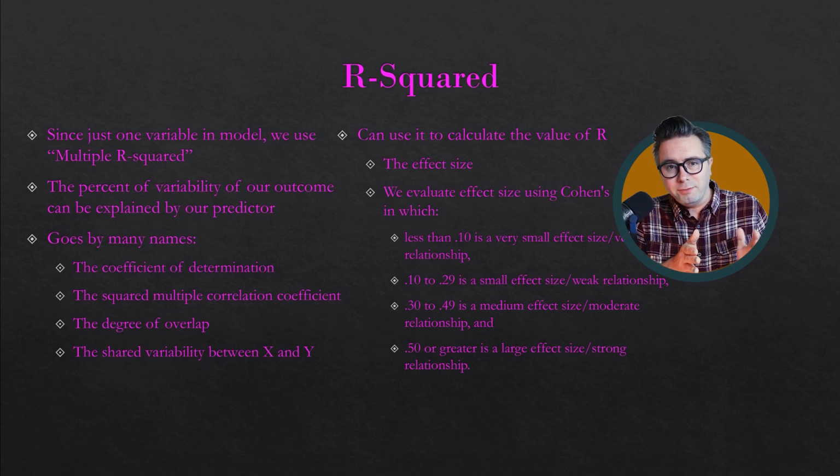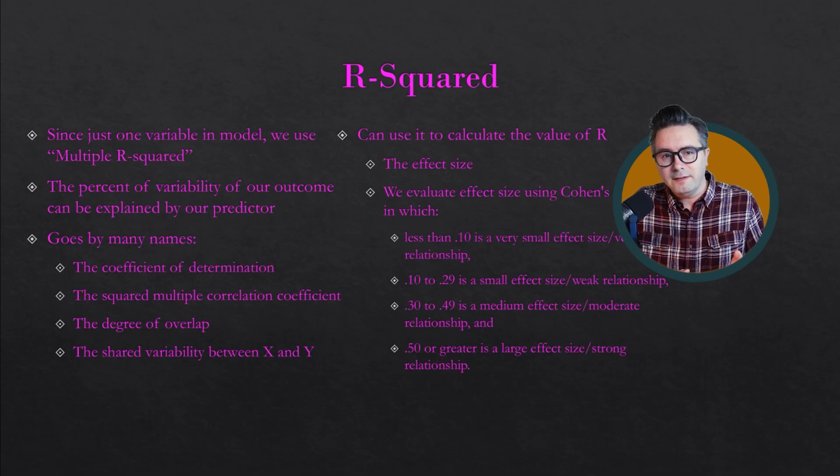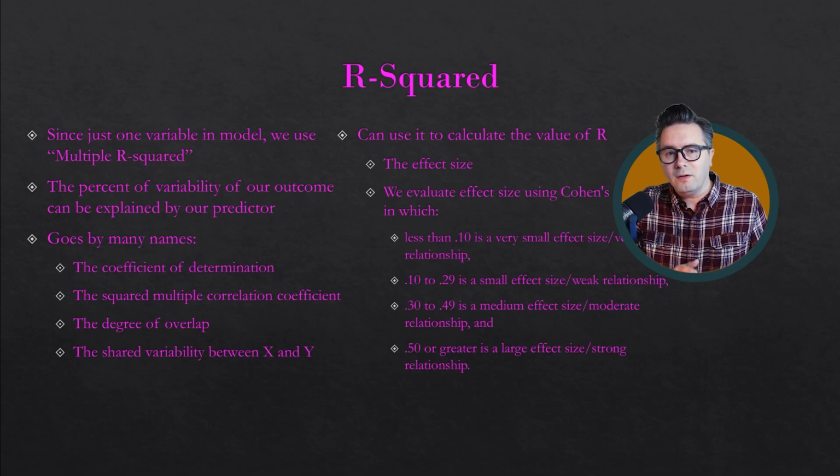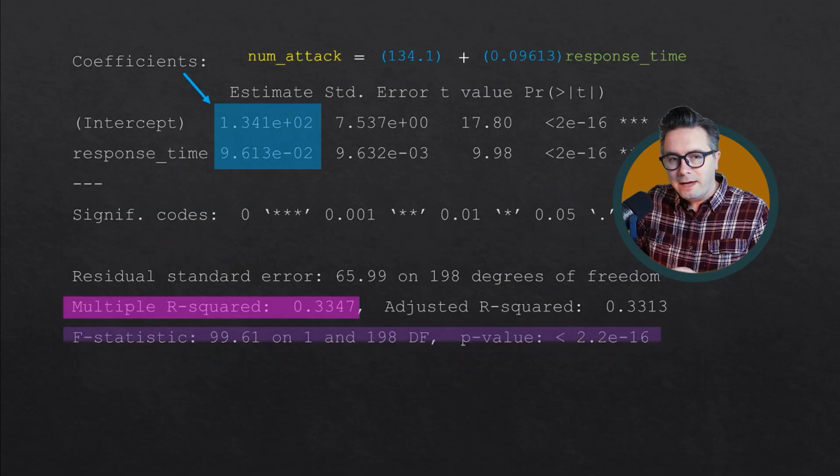But anyway, these are absolute values of R. So when we have less than 0.1, it's a very small effect size, very weak. If it's between 0.1 and 0.29, it's a small effect size. And then we get into medium, into moderate. You guys can read, right? So anyways, that's what those are.